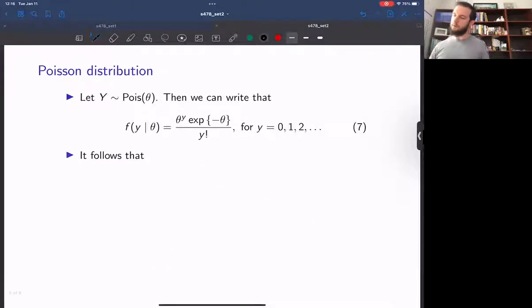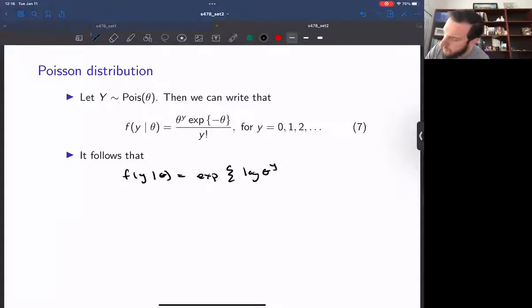Okay, so we'll look at another illustration. Very similar logic to the first one, right? So here we would start off by writing f of y given theta, and then we have to pull the exponent out front here. So you're going to get log theta y minus theta minus log y factorial.